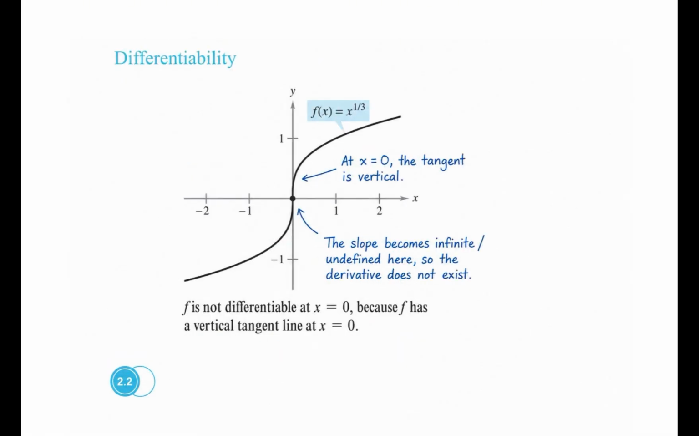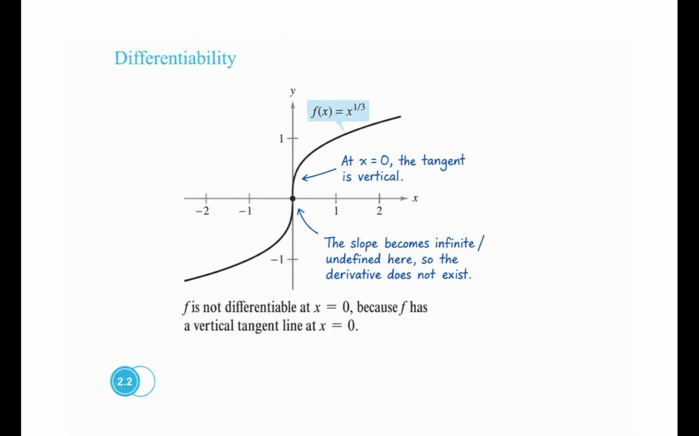In this example, the function is f(x) equals x to the power of 1/3. The graph is still continuous at x equals 0. There is no break or hole. But at x equals 0, the tangent line is vertical. A vertical tangent line has undefined slope, because the slope becomes infinitely steep. Since the slope is undefined, the derivative does not exist at x equals 0. So this is another example where the function is continuous, but not differentiable.